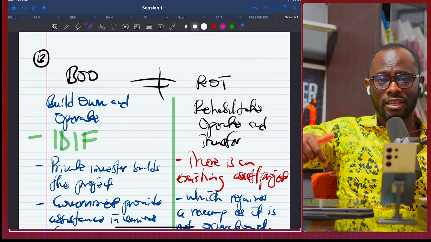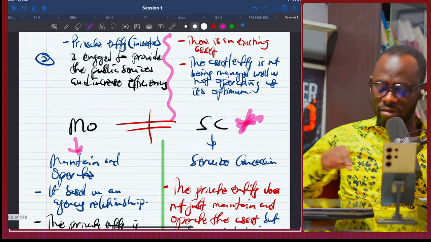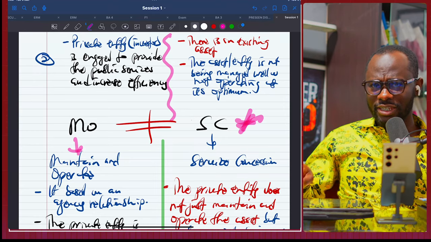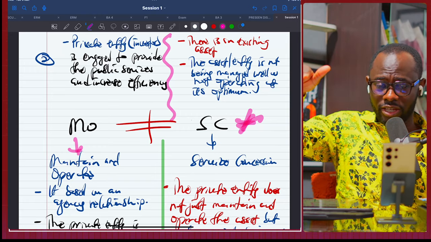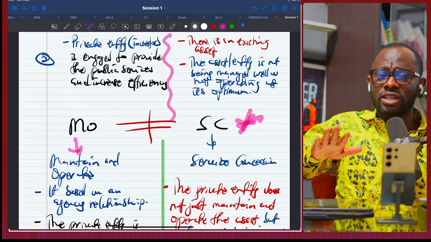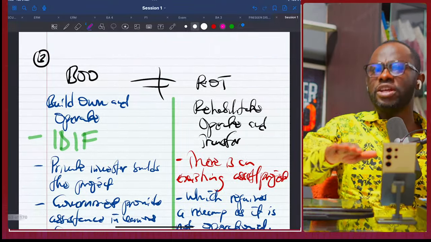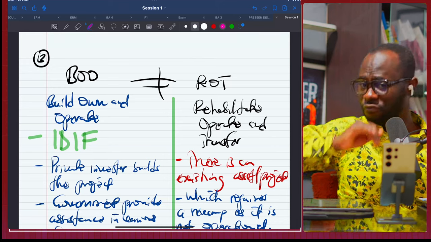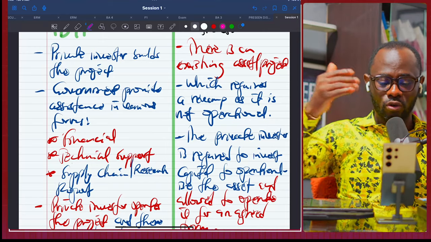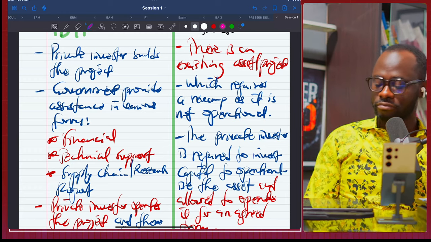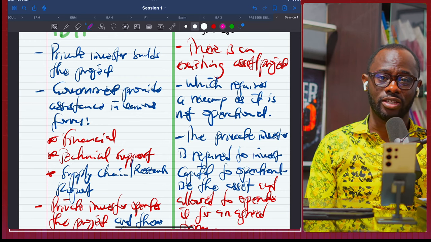Here, there is an existing asset or company, but the company is no longer in operation. Get the difference between ROT and MO and SE. In MO and SE, the operation is still in existence, just that it's not operating at its optimum capacity. It's not that efficient. So we bring in a private sector to take it over and then increase the efficiency. But in ROT, the business is not in operation. The factory is closed down. So we bring in a private investor who revamps it and is allowed to operate it for a number of years, and then certainly they recoup their money. After that, the residual asset is transferred back to the contracting entity.